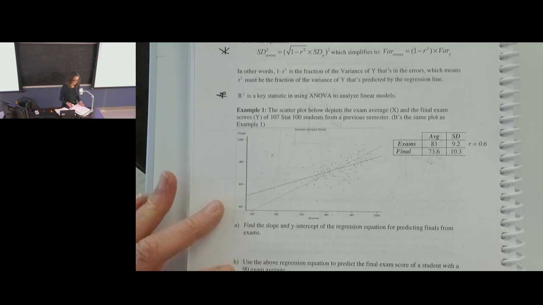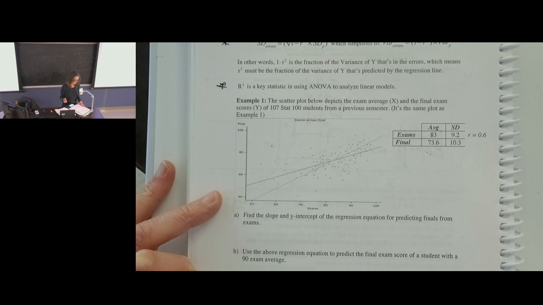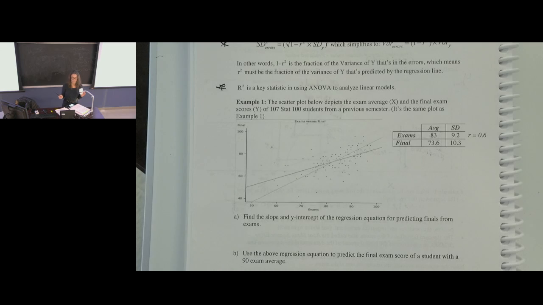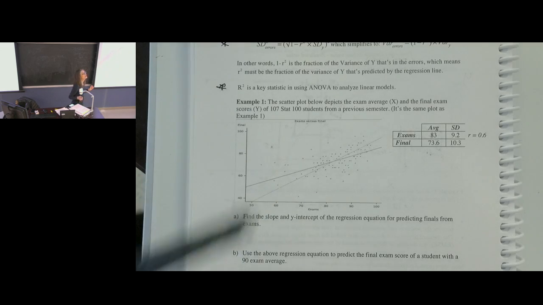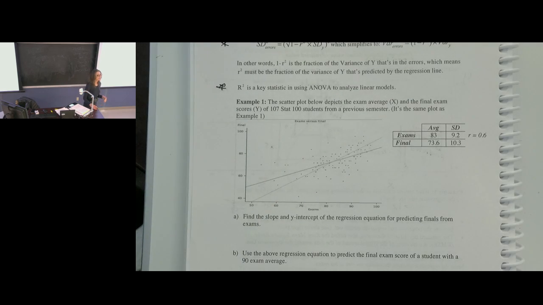This shows the exams and final scores of just 107 students. This is years ago, way back before you were born. First time I taught Stat 100, or maybe not the first, but one of the times. Only 107 students in the class.